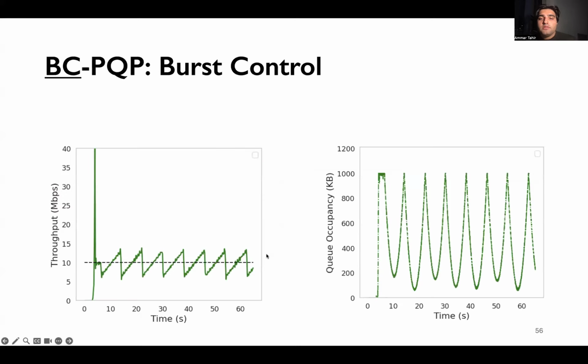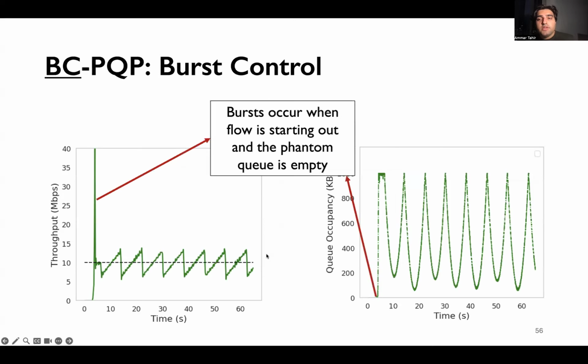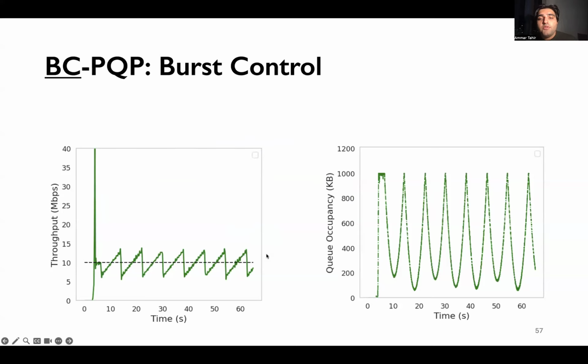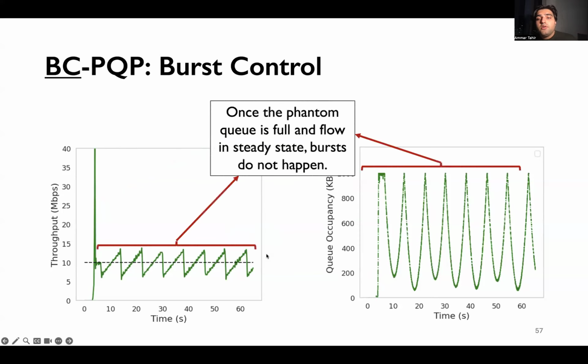It should be noted that bursts usually happen when a flow is starting out and is usually in its exponential growth phase. When a flow in this state finds a large empty phantom queue, that is when we have burst. But once the phantom queue becomes full, the flow enters steady state, either because of packet drops or exhausting the rate. After that, the flow has small acceptable overshoots, which we anyway need for correct rate enforcement, as we saw earlier, but no bursts.